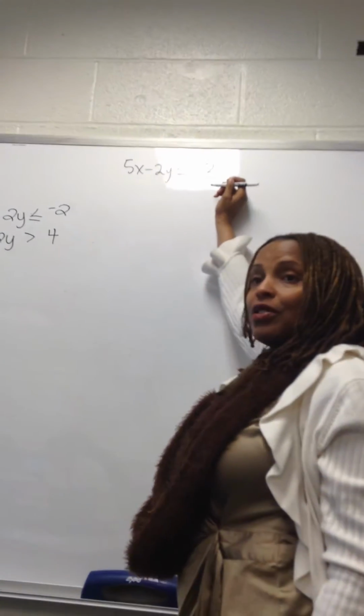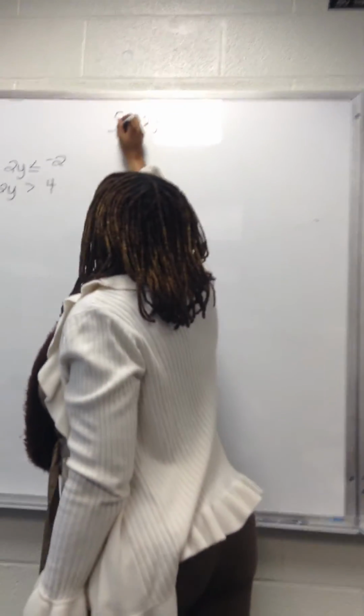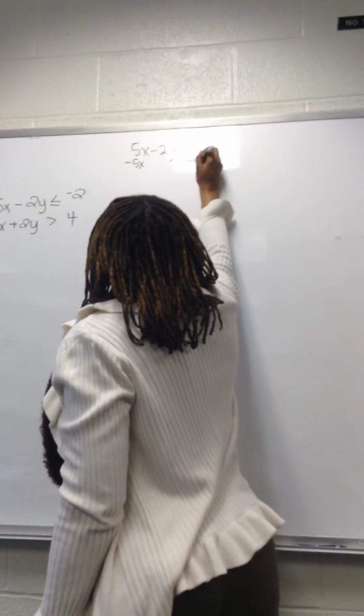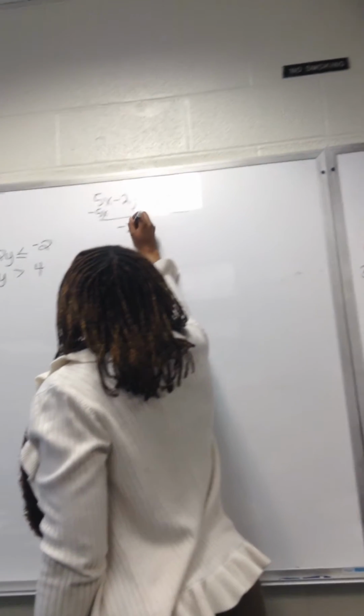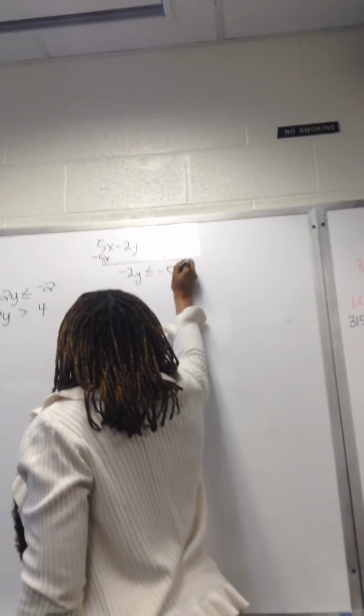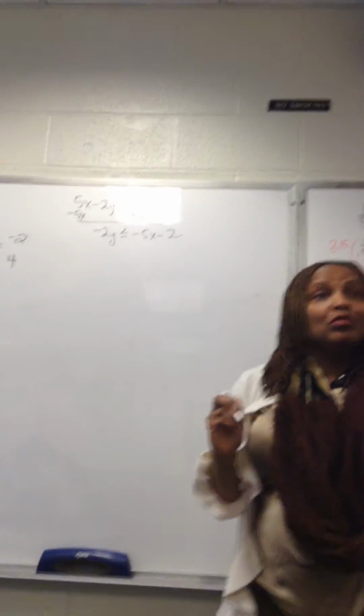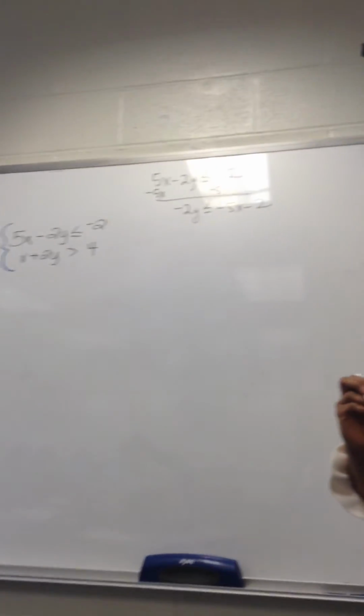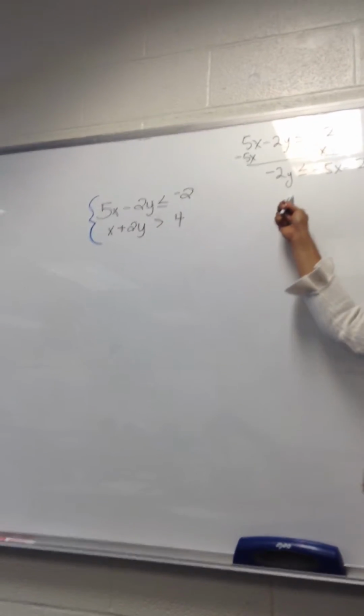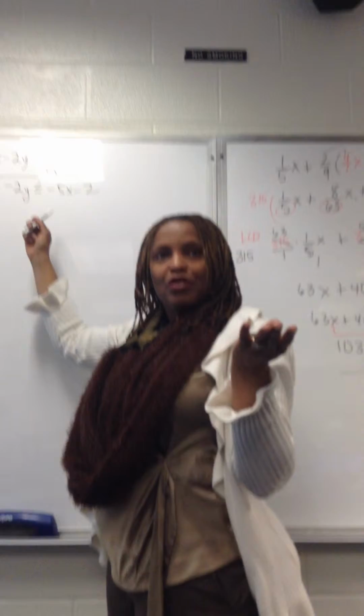So I should do what first? Minus 5x. Perfect. Minus 5x, minus 5x. Negative 2y is less than or equal to negative 5x minus 2. What do I do from here? How do you solve for y? You divide by negative 2, right?